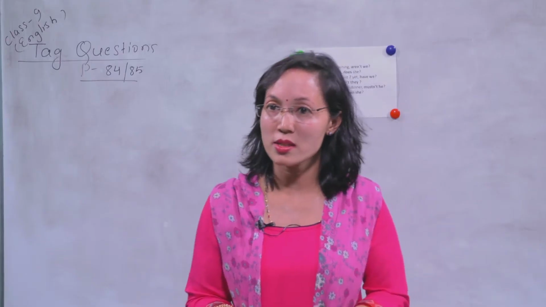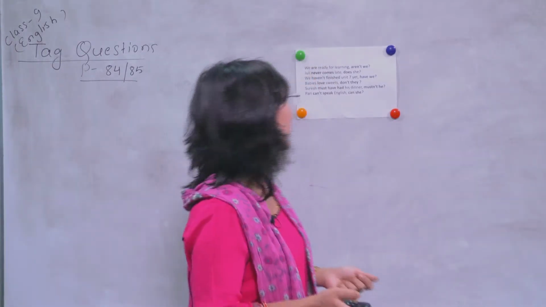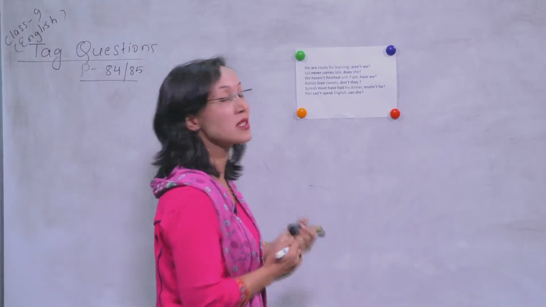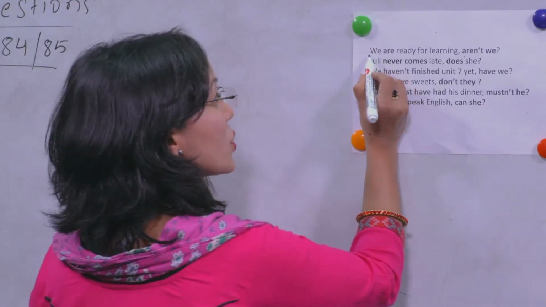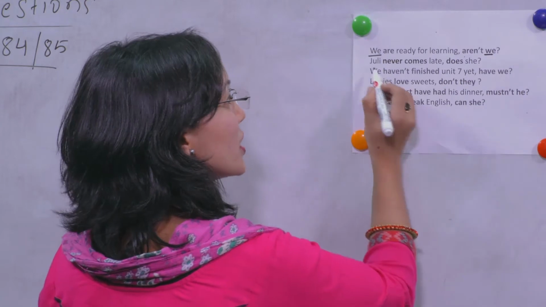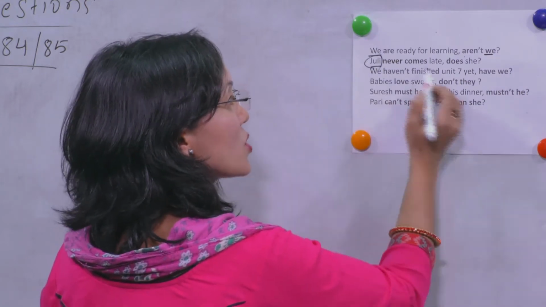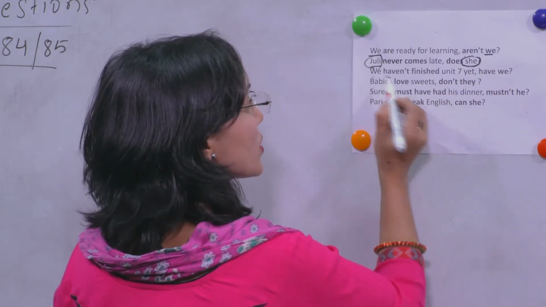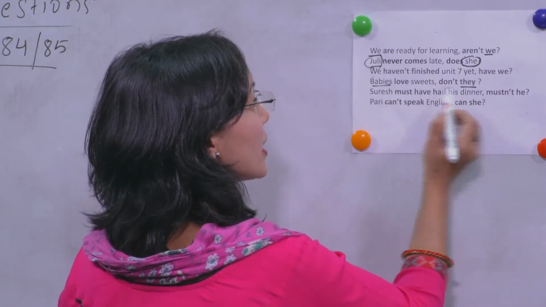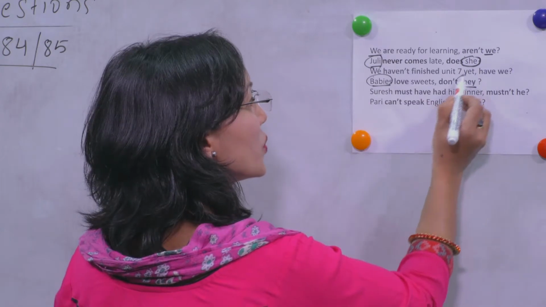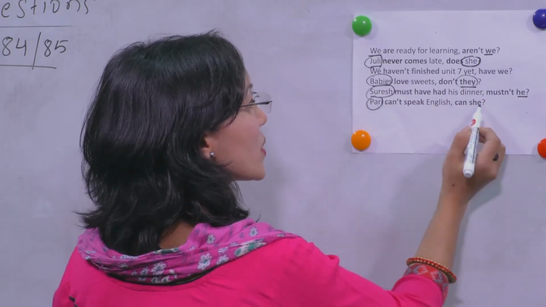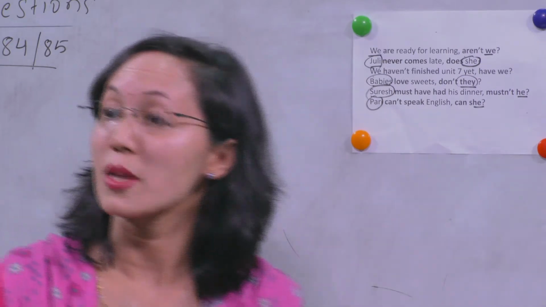Now the other is the subject pronoun. We need to see what the subjects are, and subjects aren't written as nouns but as pronouns. We is already a pronoun, so we. Julie is a proper noun, the name of a girl, that's why I have written she. Babies is a common noun, plural, so they. Suresh is proper, that's why he. Pari, that's why she. We mention the subject pronoun.